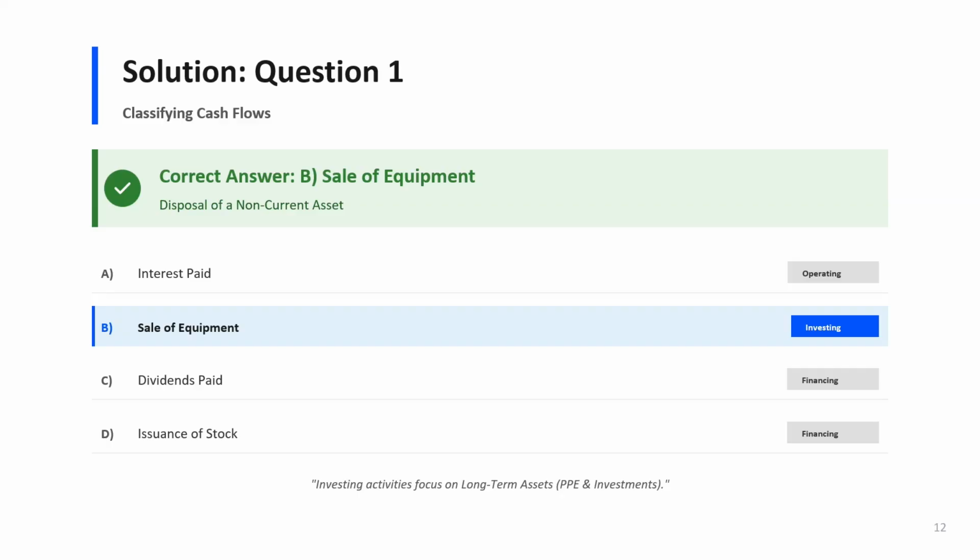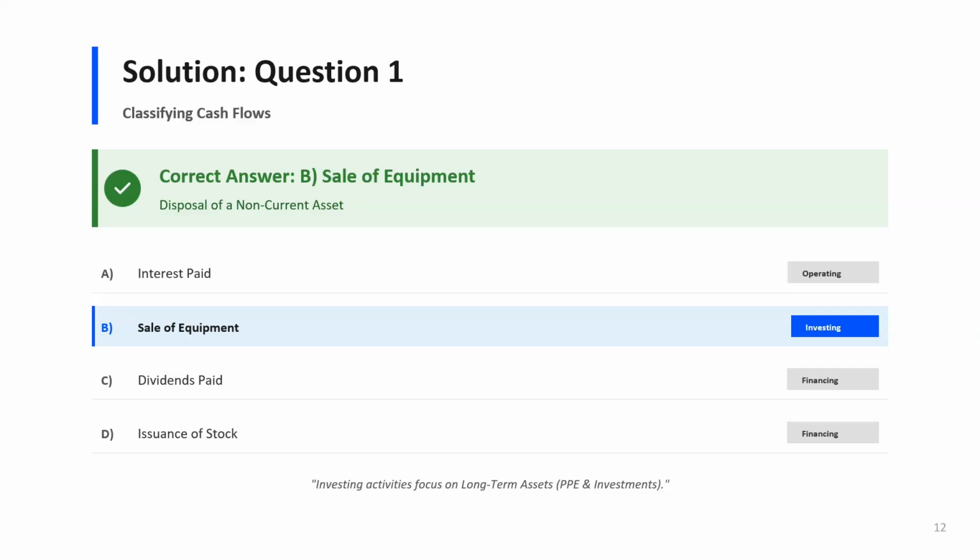Let's break down why. Interest paid on bonds is an operating activity because it's a cost of borrowing. Receiving dividends from investments is an investing activity as it relates to returns on assets. Purchasing equipment for cash is also an investing activity as it involves acquiring long-term assets. Only paying dividends to shareholders directly impacts the company's equity structure, making it a financing activity. This distinction between interest and dividends is a frequent exam trap, so be sure to master it.